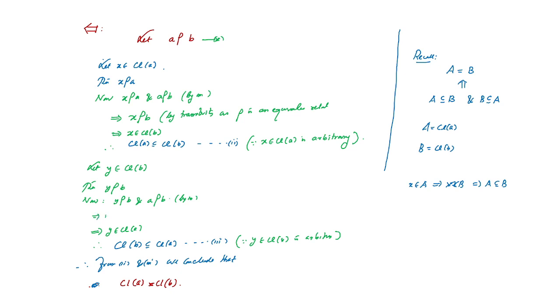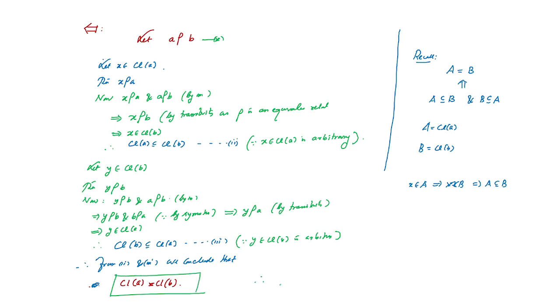So Y is related to B and we can write B is related to A. Why? Because of symmetry. And that implies Y is related to A by transitivity, as rho is an equivalence relation. Y is related to A, that means Y belongs to class A. So if Y is arbitrary, class B is a subset of class A. So from 2 and 3 we conclude that class A equals class B.